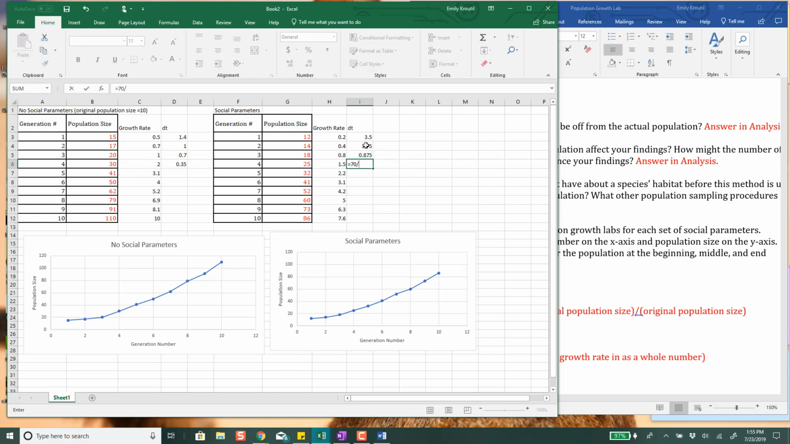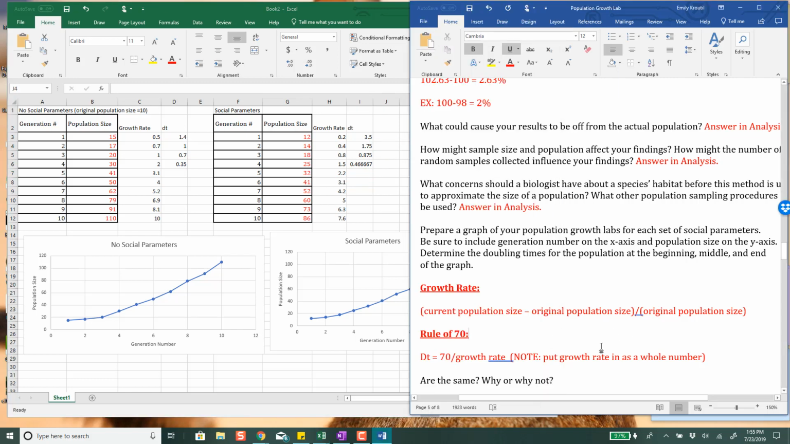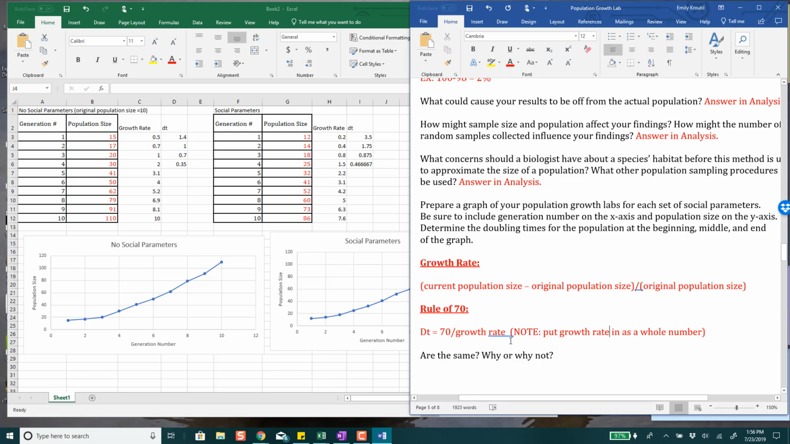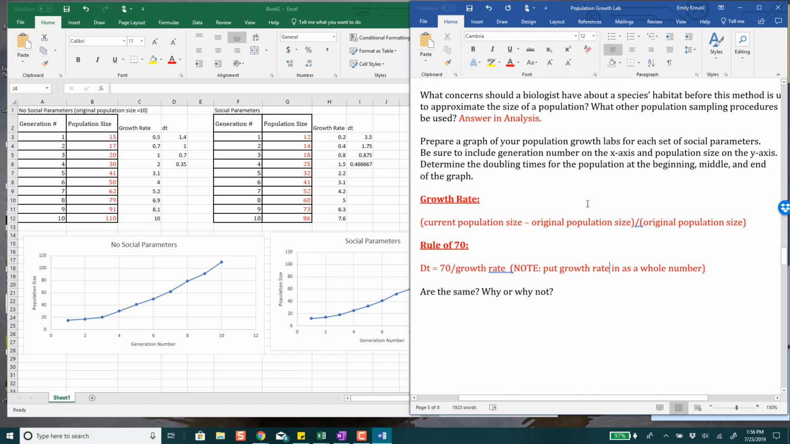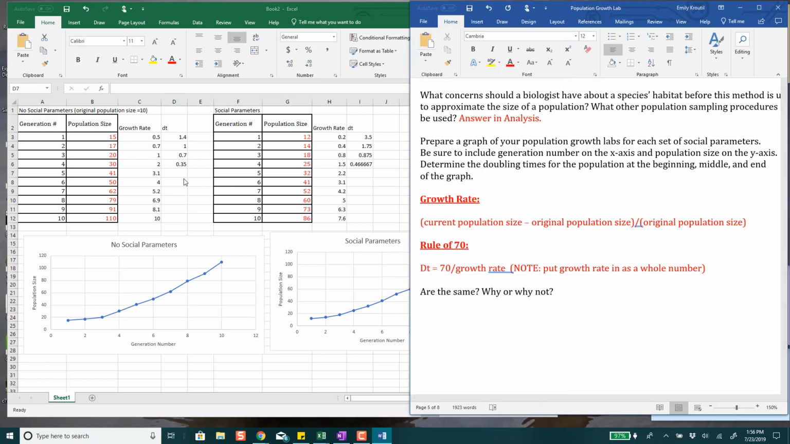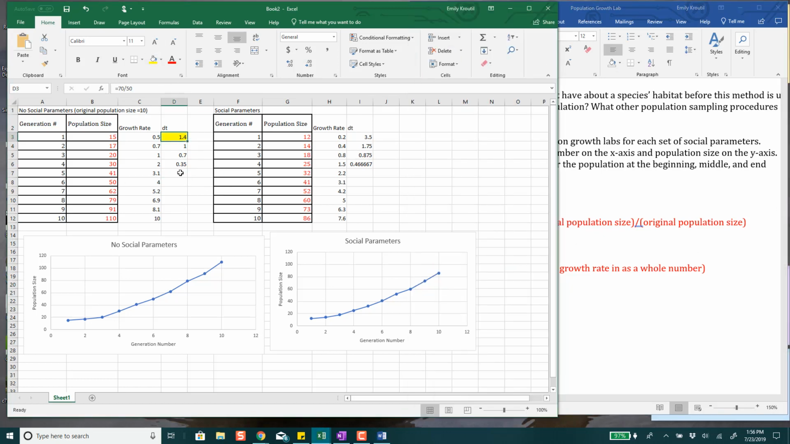70 divided by 150. So if you need to, you can multiply it by 100 if that makes it easier for you. And that's what it means by putting the growth rate in as a whole number. You're basically putting the growth percent instead of the growth decimal. Okay, and then you want to know if the population doubling times for the beginning, middle, and end of the graph are the same. So here's the beginning one, right? Here's the middle.